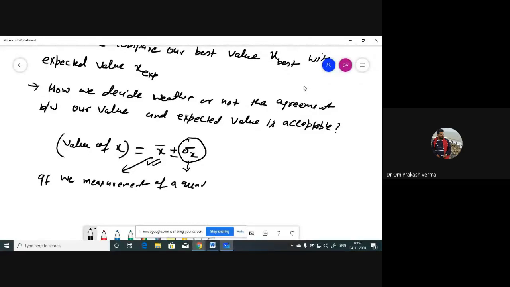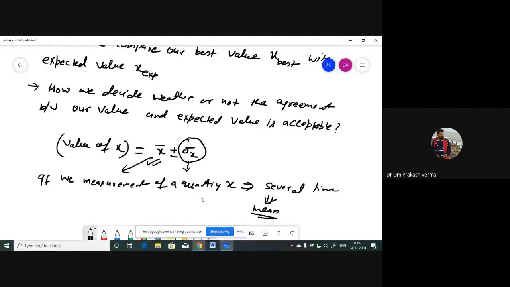If we have measurement of a quantity, let's say x, तो क्या करना होगा इसको? We have to perform the experiment several times. Let's say we have done the experiment 10 times, and then we have taken the what? Mean. Mean ले लिया हमने. That mean will give the best value, right? अब best value तो हो गया.